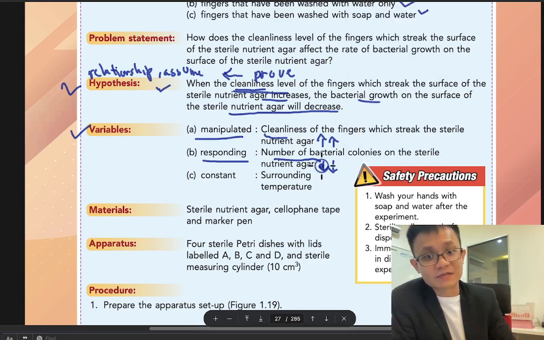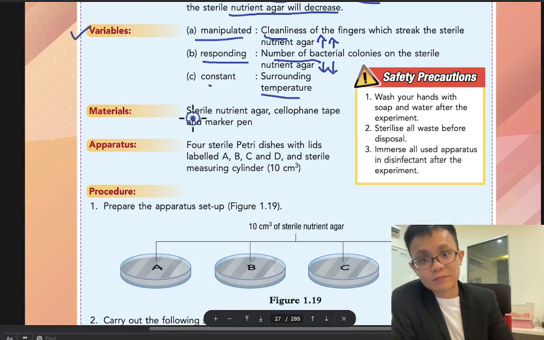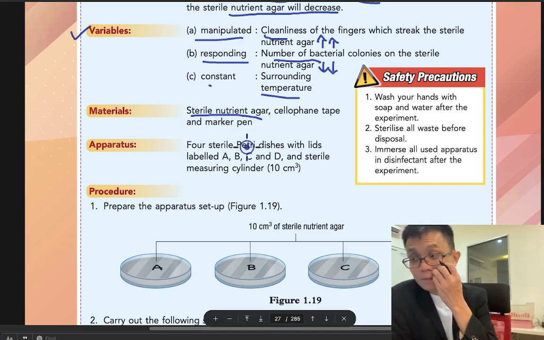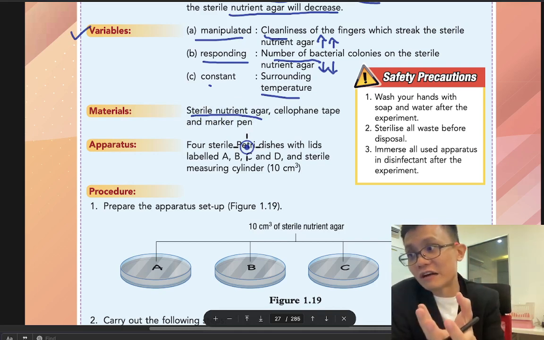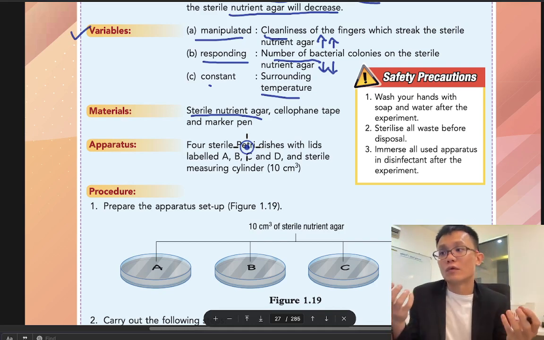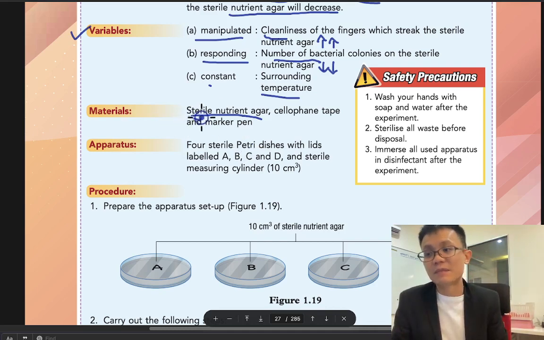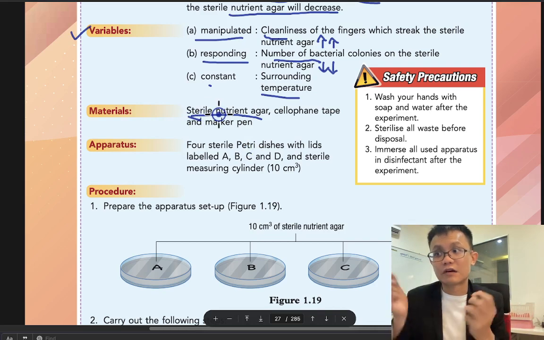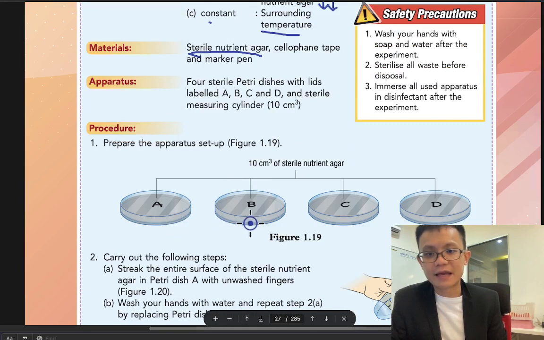So now they make a relationship, say okay, more clean means less bacteria. Constant is the temperature, to make the experiment fair. Material, okay, put a sterile nutrient agar. They put the word sterile, which means it must be clean, already heated, it is clean already. You cannot use non-sterile nutrient agar. If you use just simple nutrient agar, then all bacteria will also grow, because it is not clean. So you want to sterilize it, maybe you just heat it with fire first. Okay, and cellophane tape and marker. So label it A, B, C, D.